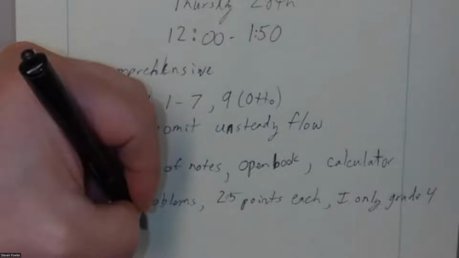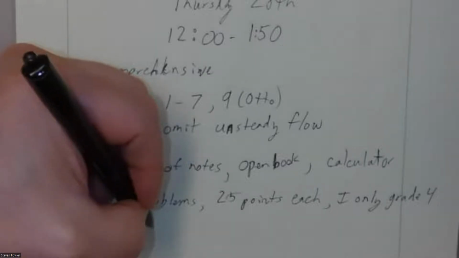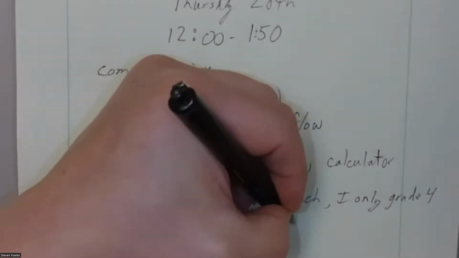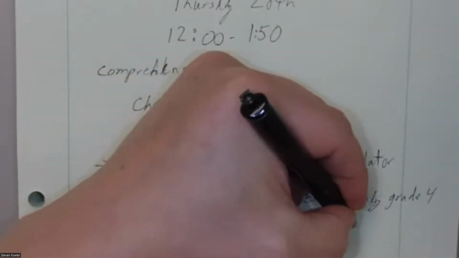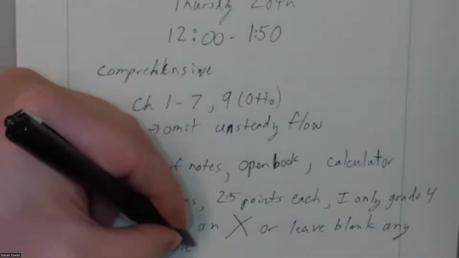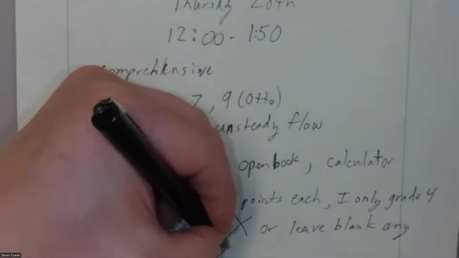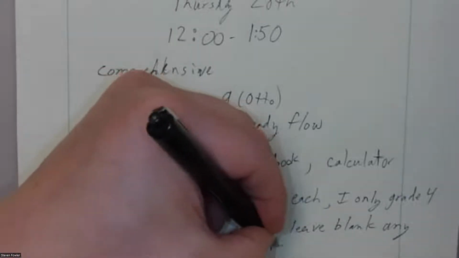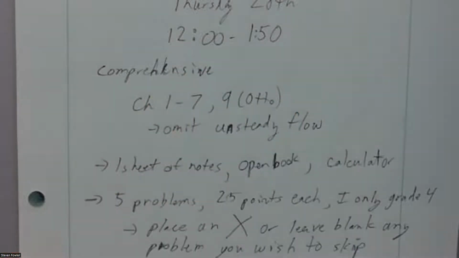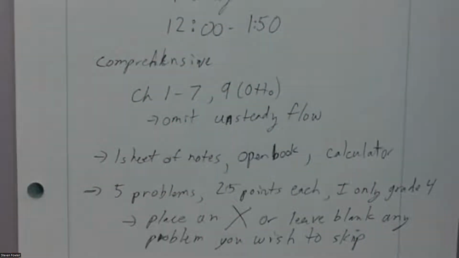if, let's see, what's the best way to put this? Place an X on or leave blank any problem you wish to skip. Now, in theory, you could do that to all 5 problems. You're not going to be happy about your outcome, right? I'll grade the first 4 problems, basically, no matter what.